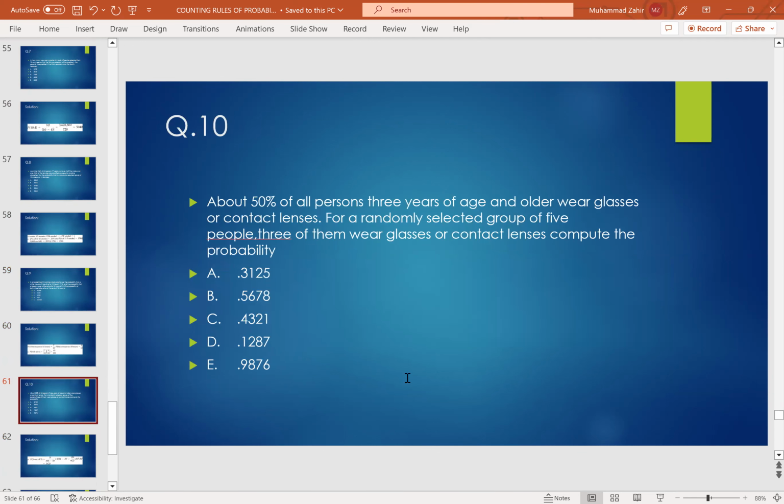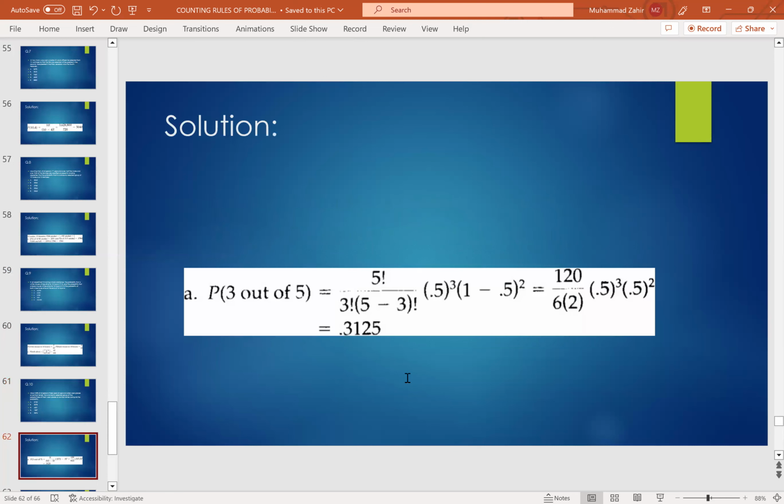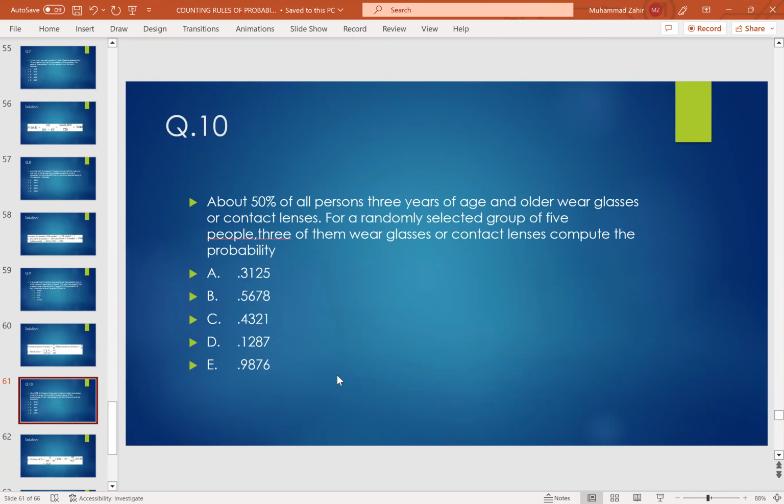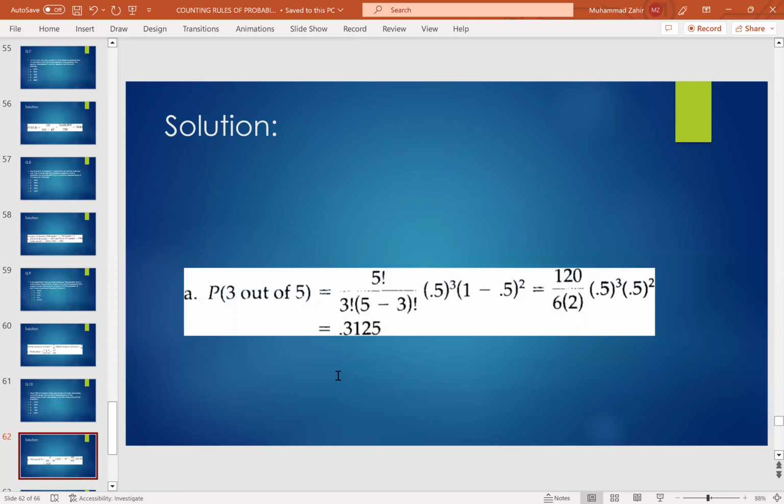Last question. About 50% of all persons 3 years of age and older wear glasses or contact lenses. For a randomly selected group of 5 people, 3 of them wear glasses or contact lenses. Compute the probability. Again, the solution is 3 out of 5. And by putting them in the formula, the answer is 0.3125. Option A is the correct.